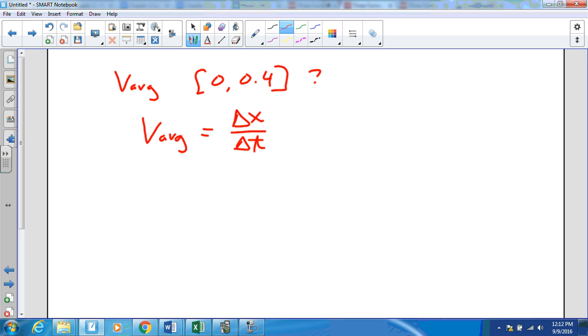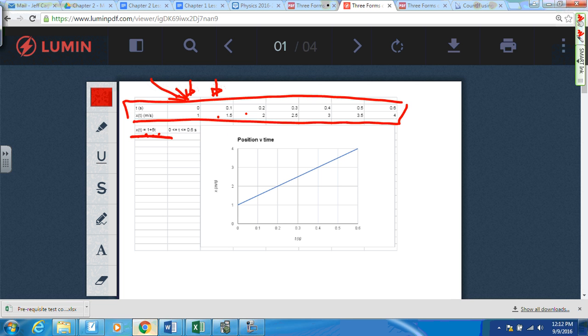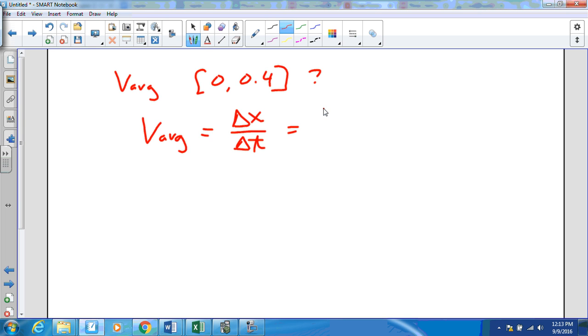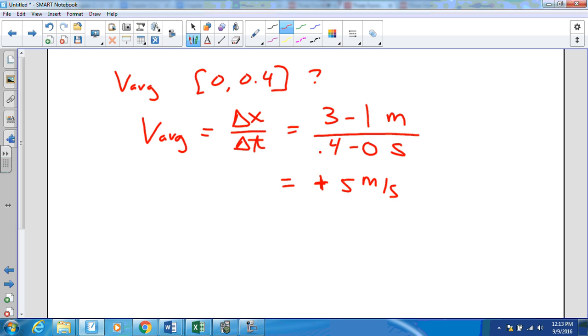Okay? But now to get the delta x over delta t, I am going to read the numbers directly off the chart and go to 0.4 and read that x, which is 3. And go to 0 and read that x, which is 1, and plug them directly in. And when I do the arithmetic there, lo and behold, again, I get 5 meters per second.